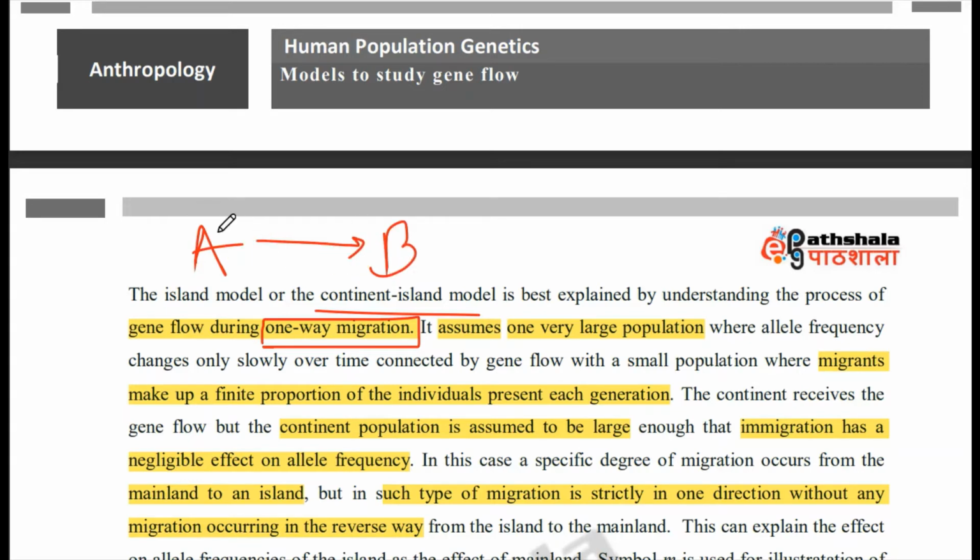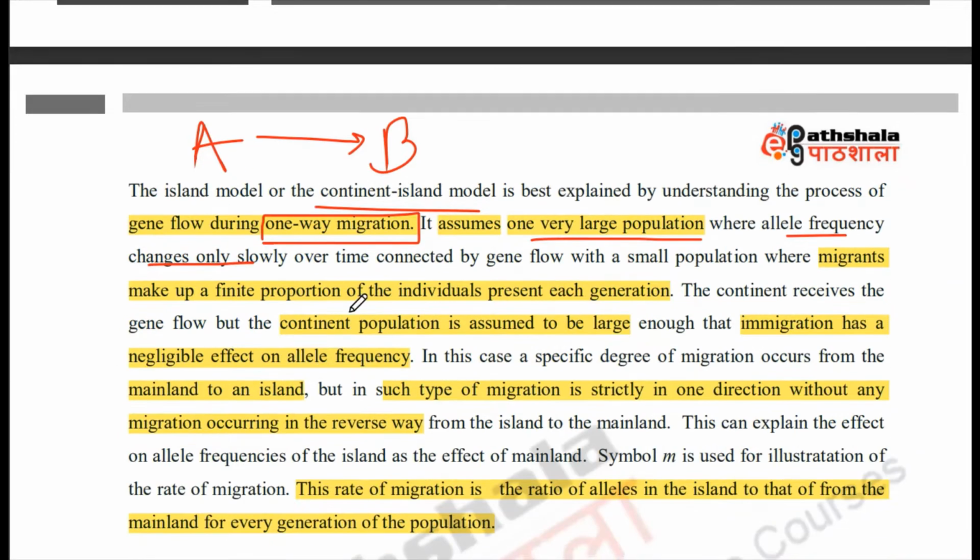The movement of gene is only from A to B. It's not the reverse mechanism. So what it assumes is there is one very large population where allele frequencies change only slowly over the period of time, which is connected by gene flow with a small population where migrants make up a very finite proportion of the individuals present each generation.